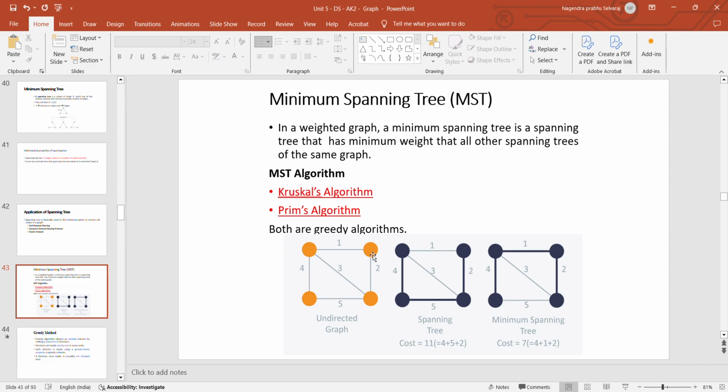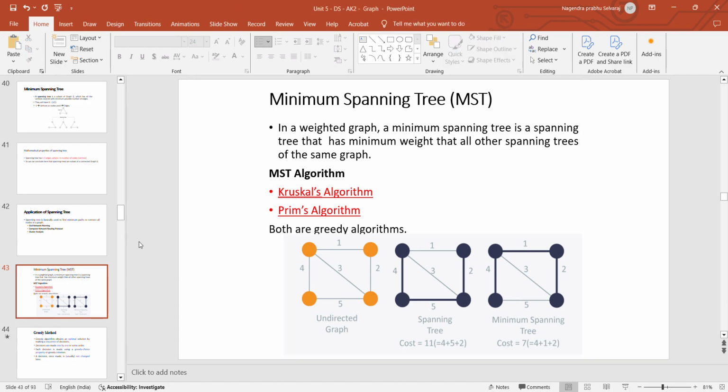Now suppose I take this path, what is my weight? Total weight is 4 plus 5 plus 2, that is 11. Suppose I take this path, it is 4 plus 1 plus 2, so totally 7. Suppose I take this N-shaped path, 4 plus 3 plus 2, so totally 9 is coming. So the minimum weight is 7. So the final answer is this one.